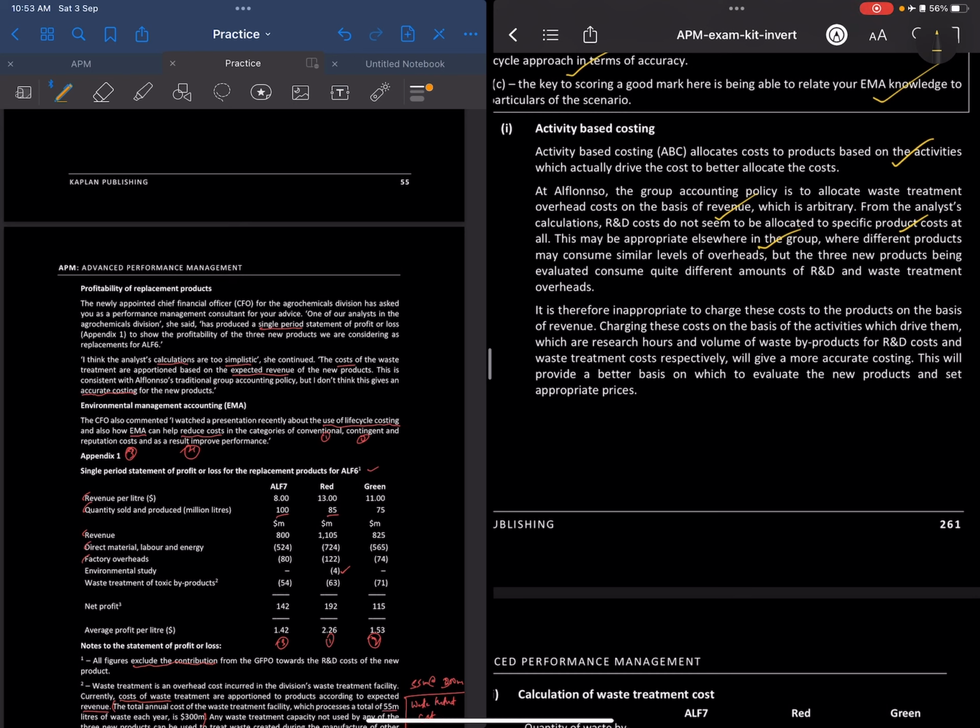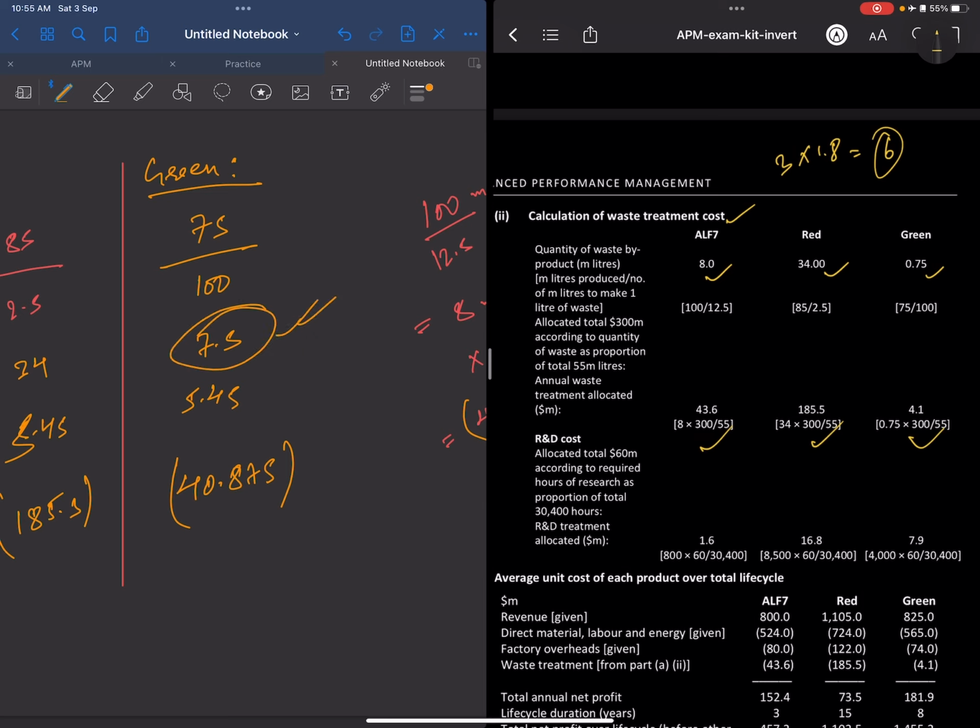So 43.6, 85.5, 44.1. How come it's 0.75? Okay, I made a mistake over here because I did not use a calculator. So it's 0.75 and then 4.1, right? So it's very little. For R&D similarly, what we need to do is just divide the total cost, 60 million divided by 3400, and then multiply by your hours. So 1.6, 16.8, 7.9, right?